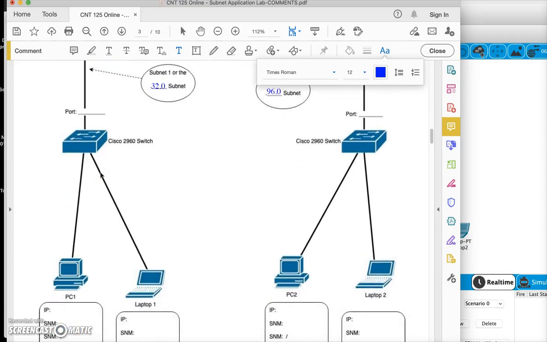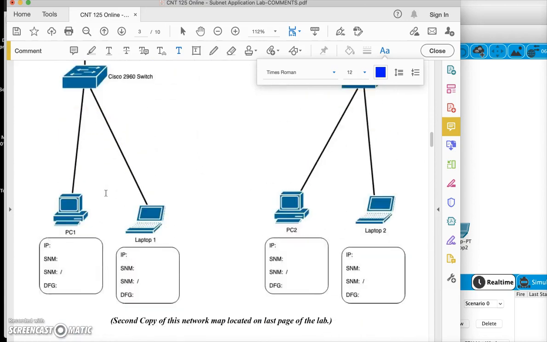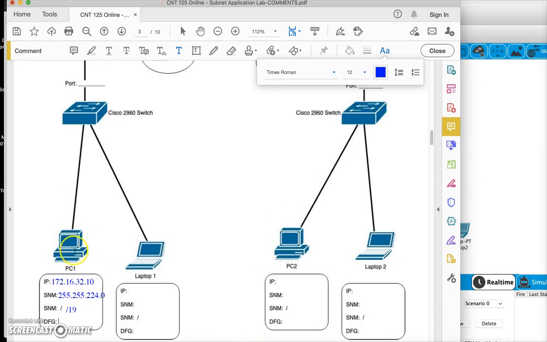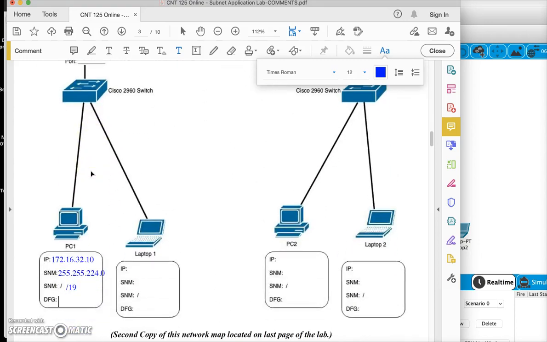If I come down here, these workstations are coming from this 32.0 subnet. Well, I'm not going to use 32.1 because that's the router, but maybe I'll start with like 32.10. 172.16.32.10, and then I can make this one next to it 32.11. Again, subnet mask 255.255.224.0, same subnet mask. Again, /19. Default gateway is the router I'm attached to, so this computer is attached to this router port right here, 32.1. So gateway 172.16.32.1.